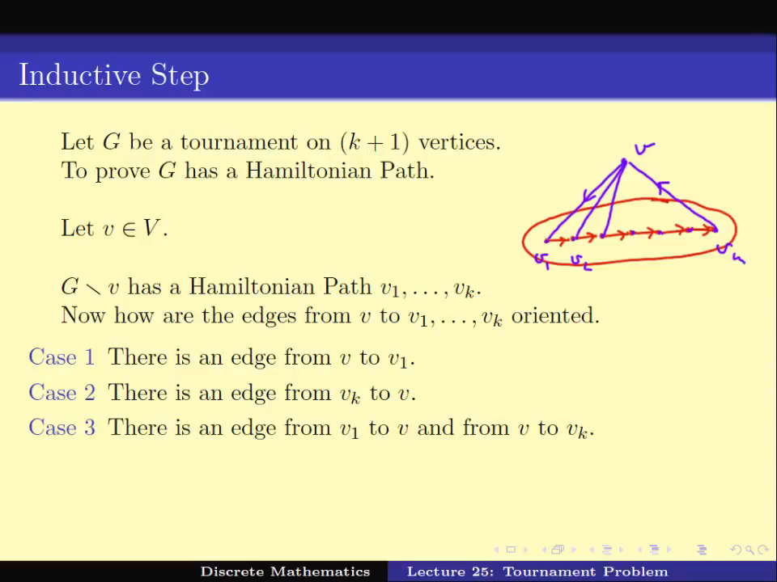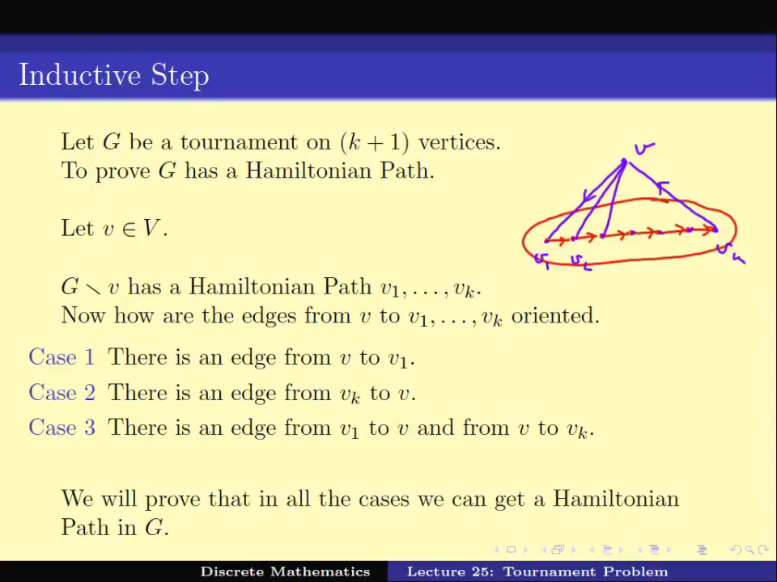Now in each of these three cases, I will show that I can extend this Hamiltonian path V1 to Vk to a Hamiltonian path on G, meaning on V1 to Vk and V. Also note that these three cases cover all the cases, because this is one case, V to V1, Vk to V, and the third case is neither of the above two happens. For any of the cases, we will show that we can extend it. So we will prove that in all the cases we can get our Hamiltonian path on G.